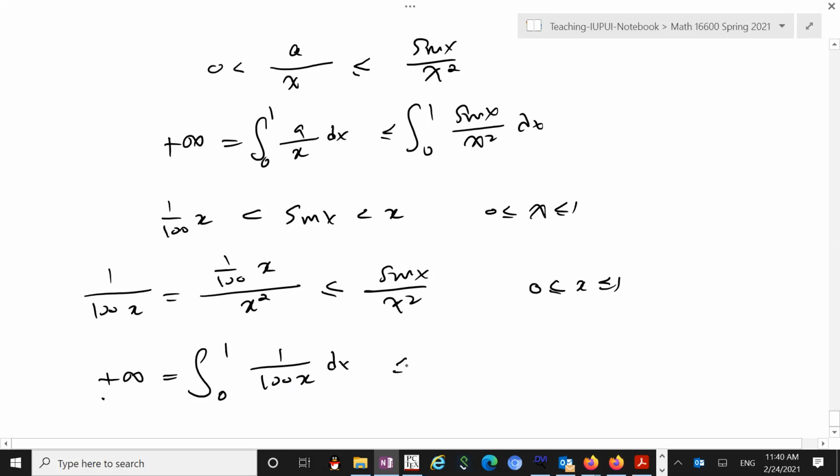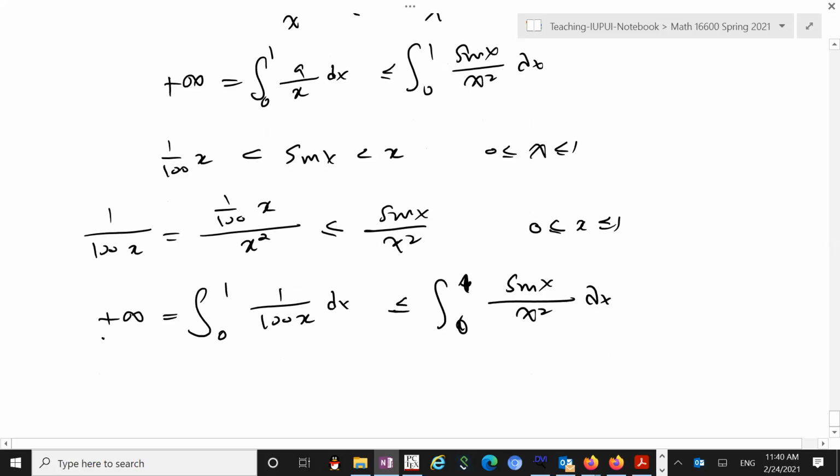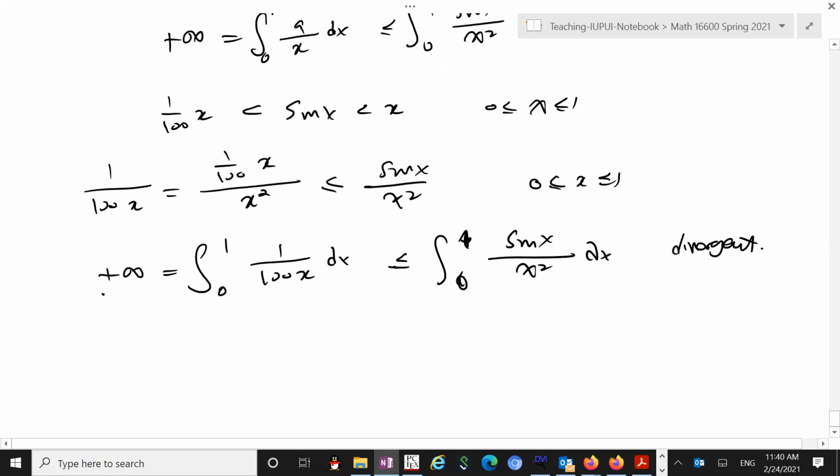And the other side, the integral from 0 to 1 of sine x over x squared dx, is also infinity. So it's divergent, okay? Divergent. So the only problem is, how do I know this inequality is true? Well, you better guess.